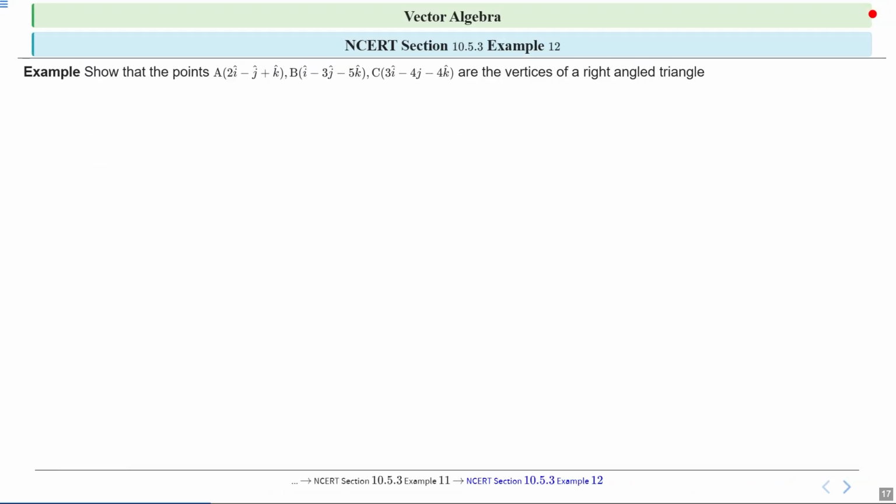Now, NCERT section 10.5.3 example 12: show that the points A (2 i cap minus j cap plus k cap), B (i cap minus 3 j cap minus 5 k cap), C (3 i cap minus 4 j cap minus 4 k cap) are the vertices of a right angle triangle. We have to show that the points A, B and C are the vertices of a right angle triangle.